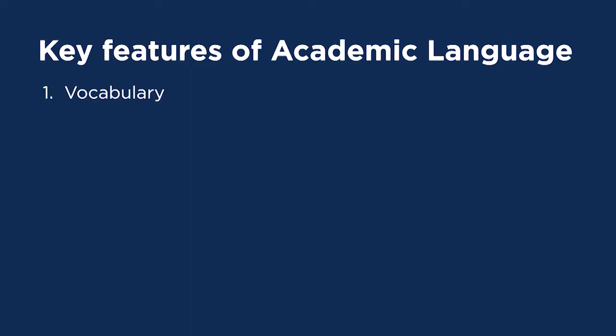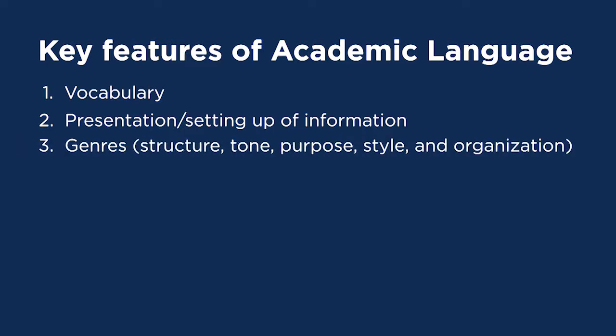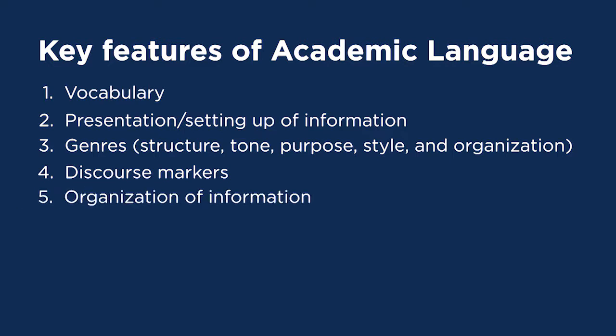1, vocabulary. 2, presentation or setting up of information. 3, genres in a professional or academic setting. 4, discourse markers. 5, organization of information. And 6, and I'm going to squish these together because they are somewhat combined: register, stance, and code switching. Let's go first to talk about vocabulary.